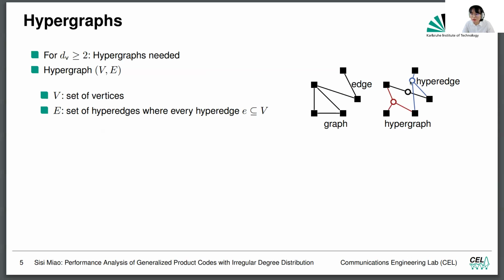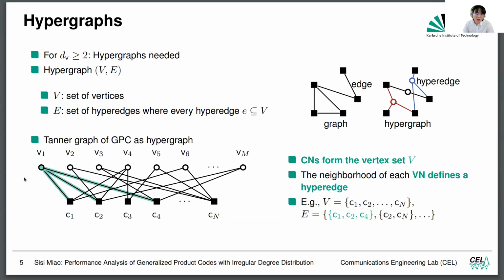And in this case, here we just use the circle, which we also used for the variable node, to denote a hyperedge, for the reason that you will understand in a couple of minutes. And then we can see that a hypergraph is just a generalization of a graph. And the hyperedge is no longer just a simple edge, but a subset of the vertices.